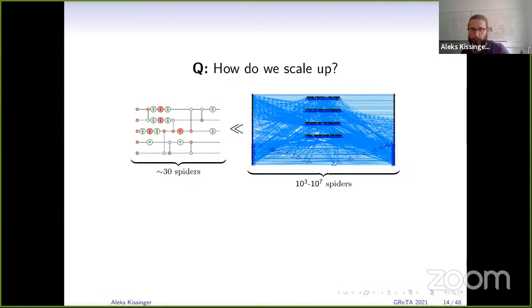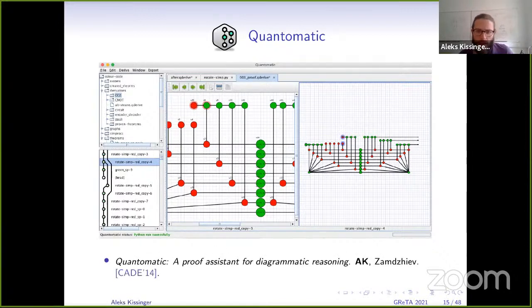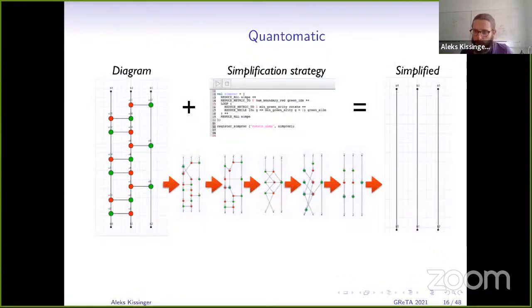So obviously this is out of scope for doing things by hand. We need some kind of automation. So the first automated tool that we came up with, now I think this is well over a decade ago, was this tool called Quantomatic. And Quantomatic is described as a proof assistant for diagrammatic reasoning. And it's a sort of a general purpose tool.